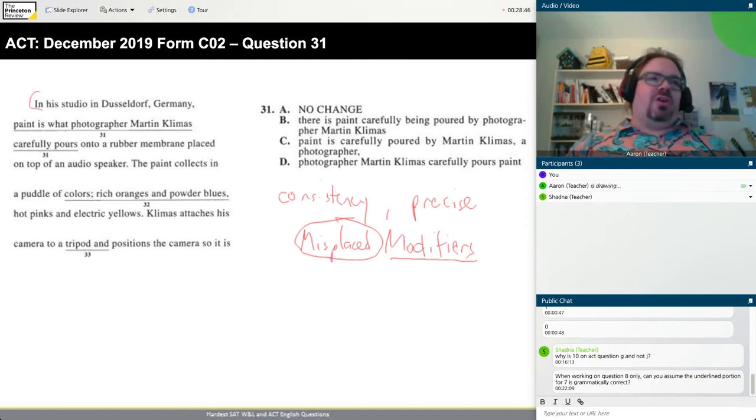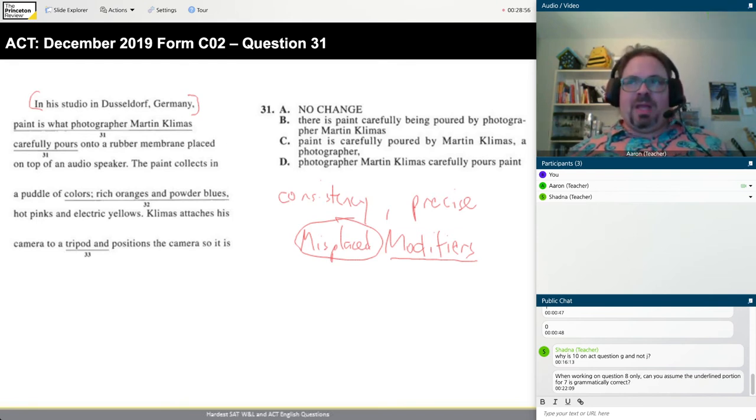In his studio in Dusseldorf, Germany, comma, you have an introductory phrase followed by a comma. So who or what are we describing with this phrase? Well, we're talking about in his studio. Who or what is in his studio? Presumably the person, right? I mean, grammatically, it's probably true that, for instance, paint is in this studio, but that's not what this phrase is supposed to be describing. That's not what the author's intending, because why? We don't care about the paint. The paint is not the point here.